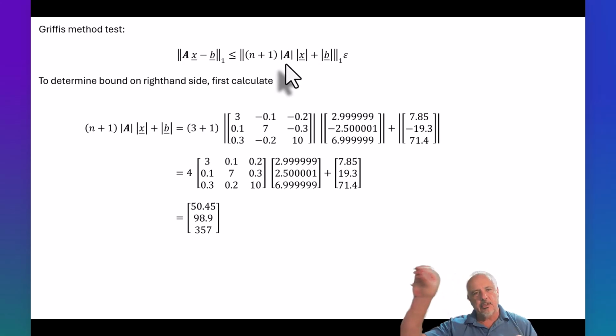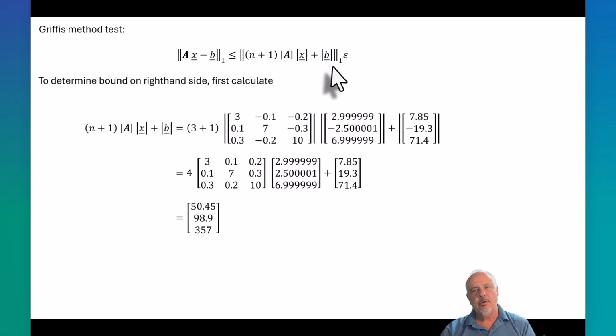That's going to be each component absoluted. And then I'm going to absolute each component of X, and then absolute each component of B. And do this matrix multiplication, scale by 4, and then add the B. Take the 1 norm of that and multiply by machine epsilon. So that's kind of the flow of it for the Griffiths calculation.